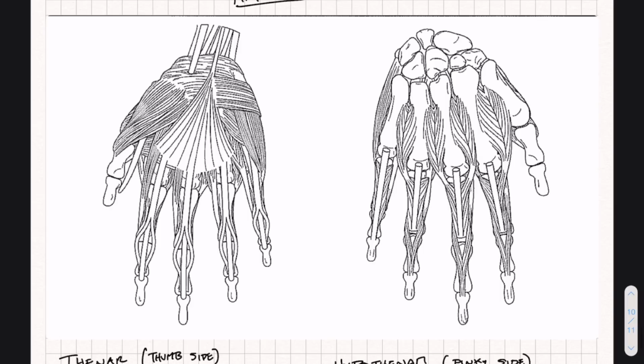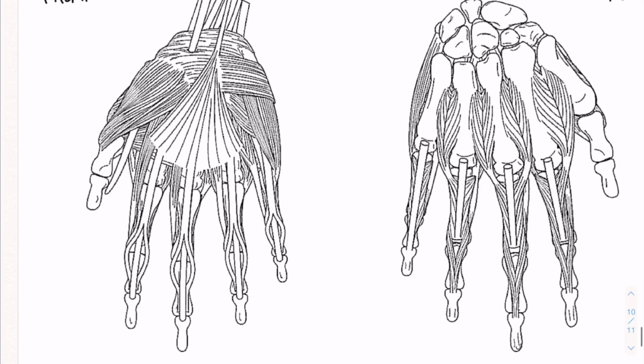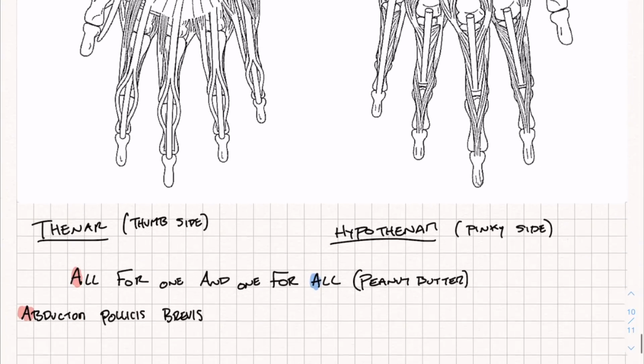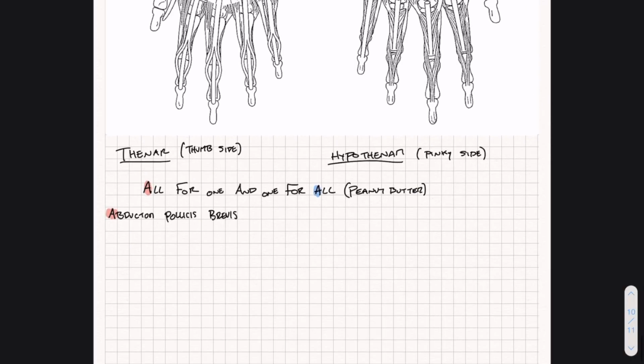So here we are at the hand. We're going to be looking at this view. This is the palmar, which is meaning you're looking at your palm, and this is the dorsal, meaning the back of your hand. So the abductor pollicis brevis is right here. And the name of the muscle tells you what it does. It abducts that thumb. Sorry, the lines are not super clear. So there's our abductor pollicis, and that's going to abduct the thumb.